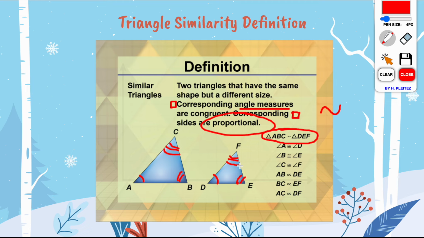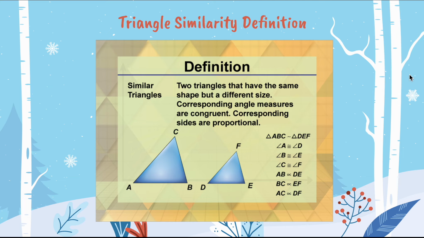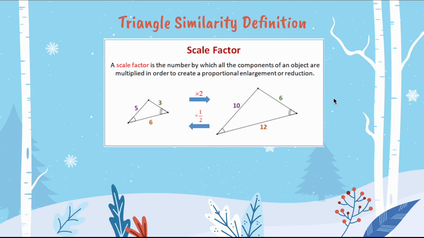Now, we also know that the corresponding sides are proportional. So we're going to talk a little bit more about what that means. But just make sure you understand those two major conditions of similarity. So we say that in similar triangles, our sides are proportional. Now, here's an example of what this means.